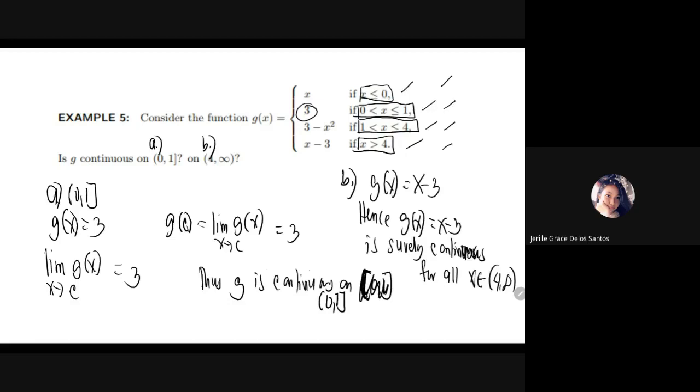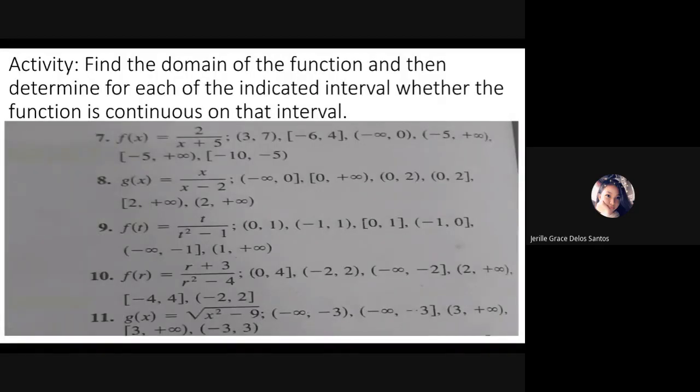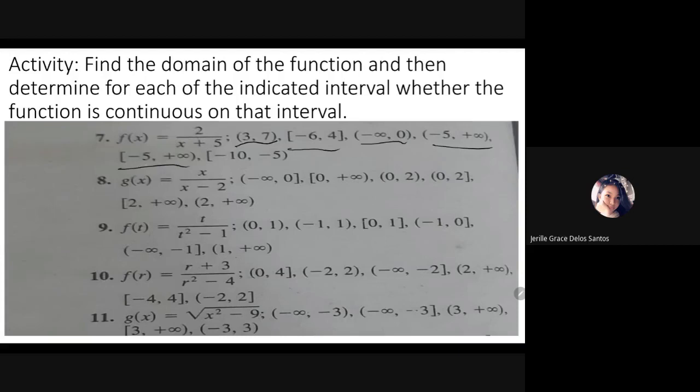Okay? Now, for your assignment activity, sinave ko talaga yung rational. Find the domain of the function and then determine for each of the indicated intervals whether the function is continuous on that interval. First thing that you are going to do is to find the domain, and you can immediately state whether the given intervals, such as (3, 7), (-6, 4), are all continuous or discontinuous using only the domain of the given function. Am I making myself clear? First step is to find the domain.